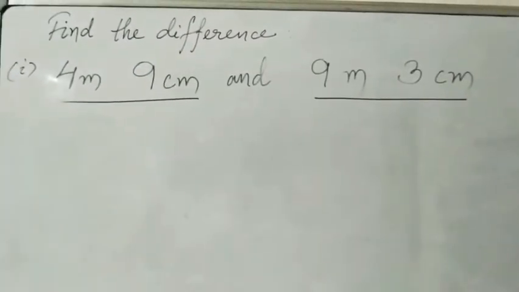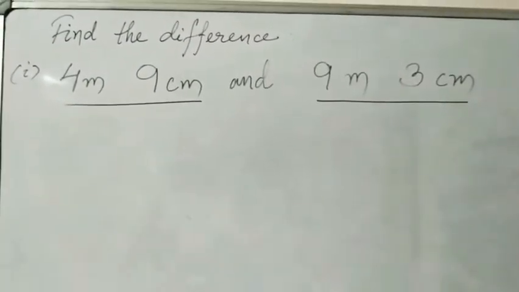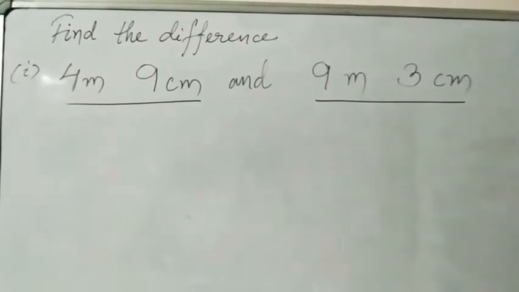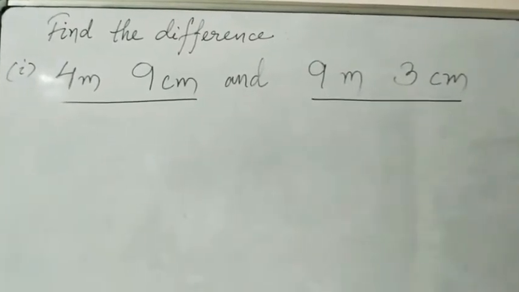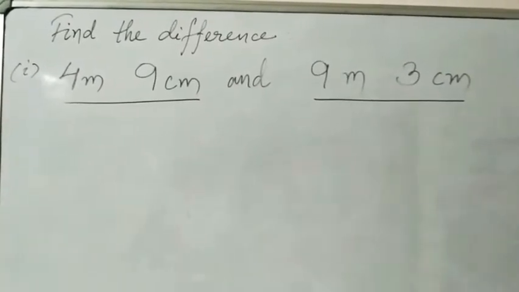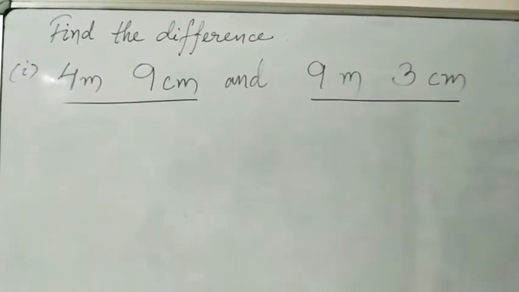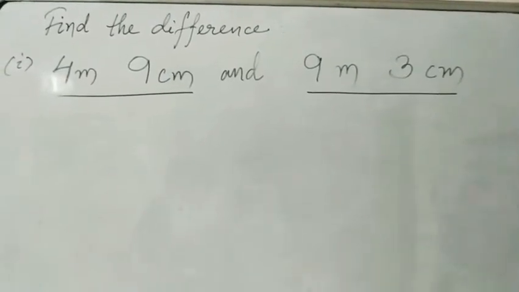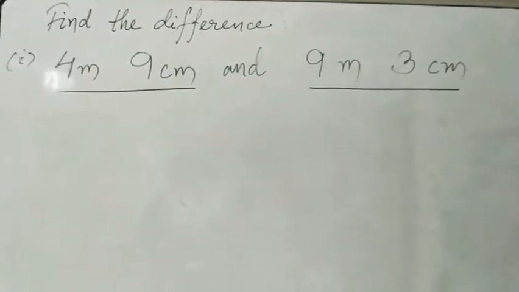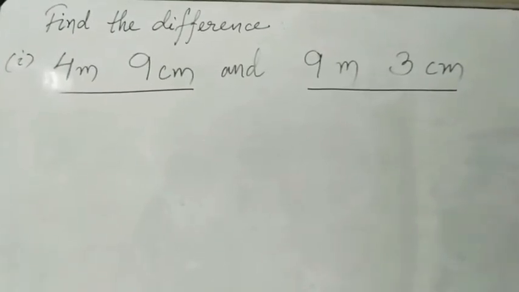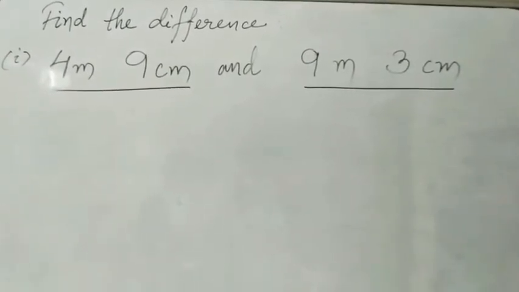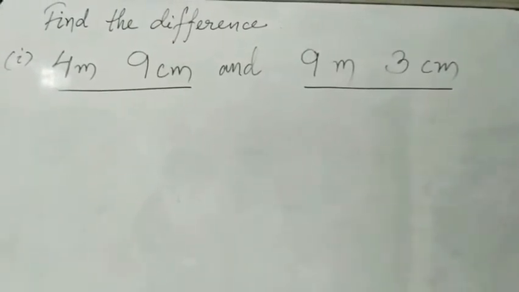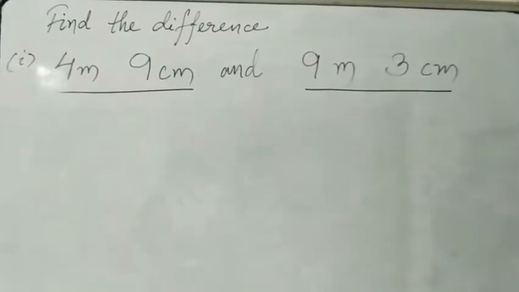Children, if you see this question, you can understand that we are going to subtract here. Now you have to find the bigger number. Here it is 4 meter 9 centimeter and 9 meter 3 centimeter. You have to see the bigger unit, meter and centimeter. Meter is the bigger unit, so you have to check the meter column. That is 4 meter and 9 meter. So 9 meter 3 centimeter is bigger than 4 meter 9 centimeter.